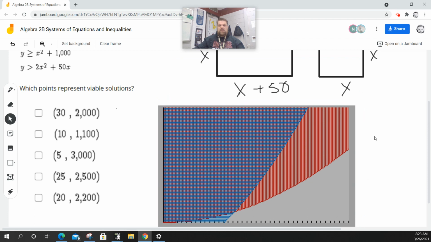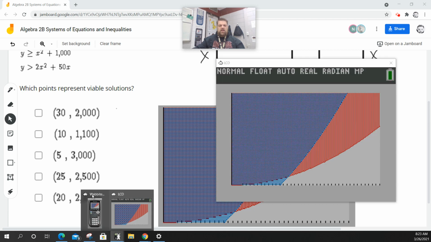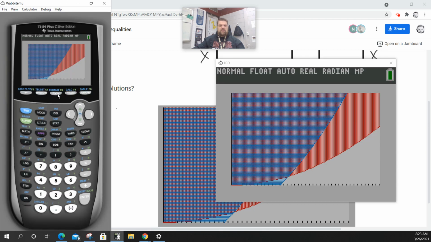Now you could do this algebraically too, but what I want to do is enter in 30 and see if that's in both the blue and red. So I pull up my graphing calculator, and I'm going to hit trace. Or I could just hit the cursor.